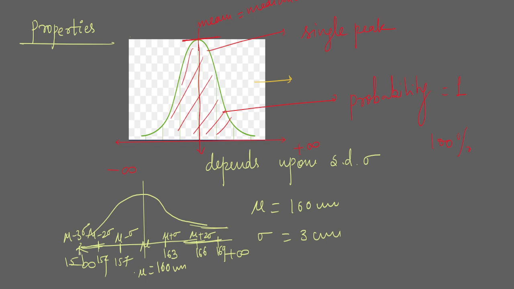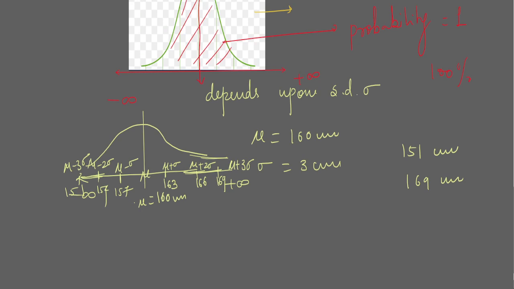So almost all the points are between 151 to 169, that is mu minus 3 sigma to mu plus 3 sigma. That is, if I consider heights, students are having height between 151 centimeter to 169 centimeter. But if you observe here, the curve extends up to minus infinity at the left hand side and plus infinity at the right hand side. So these are the important properties of the normal distribution.